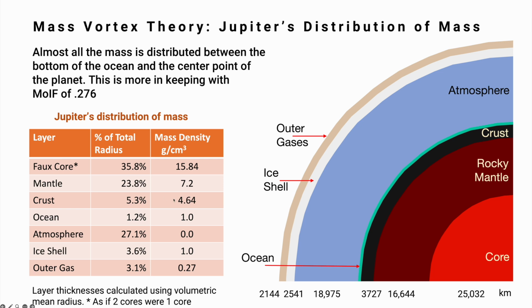And yes, almost all of the mass is below the ocean, and then the outer parts of the planet have very low mass density. But you can see that the atmosphere is a very wide layer, so it would contain a fair amount of mass.